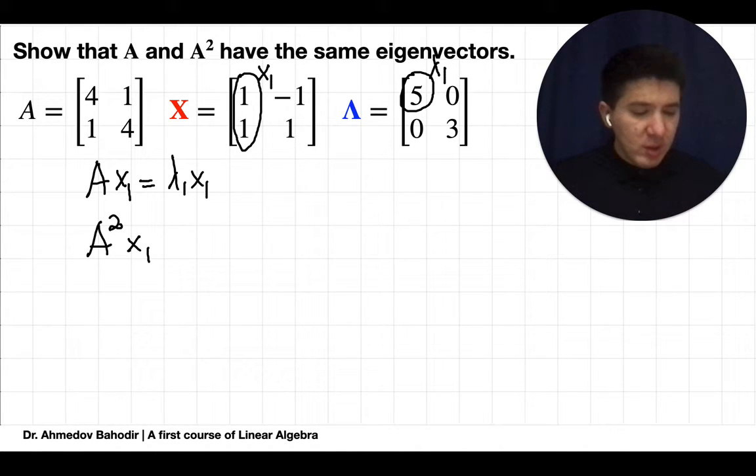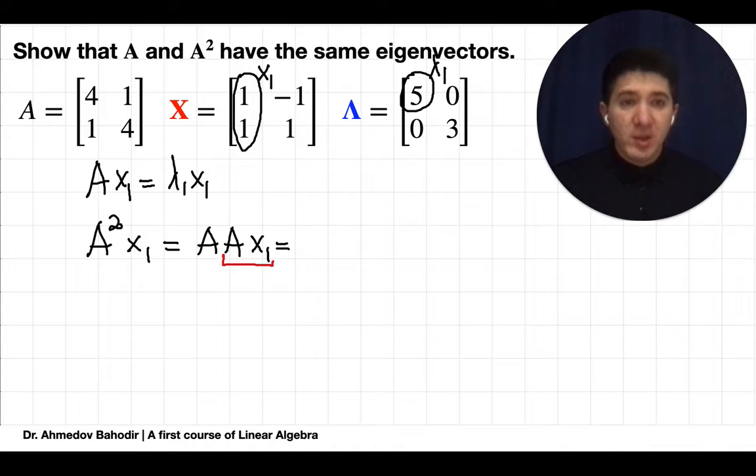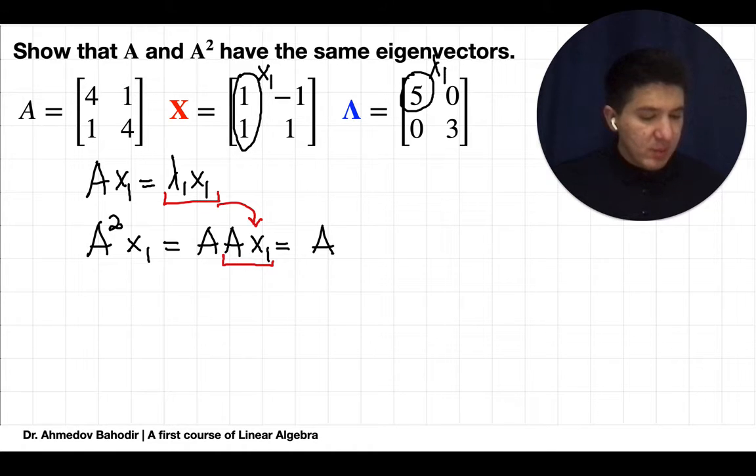What I'm going to do is expand this A squared a little bit. I'm going to rewrite this A squared as A times A times x1. So I can multiply the first two matrices first. If you multiply this, you're going to get this one. Now I can just substitute this here, so what I get is essentially A times lambda 1 x1.